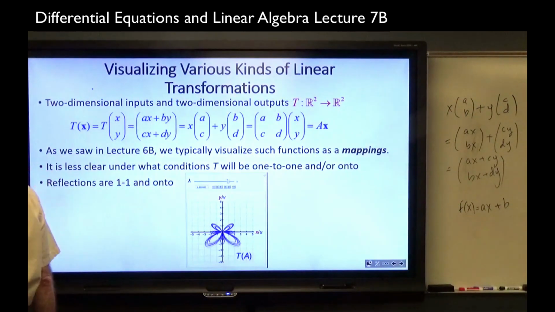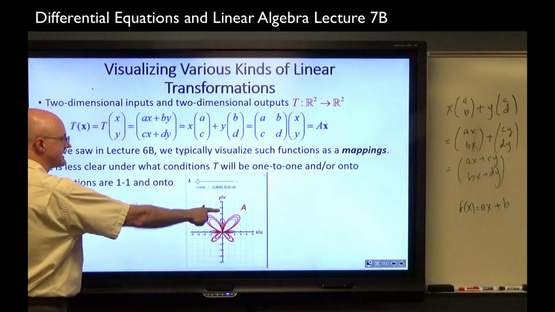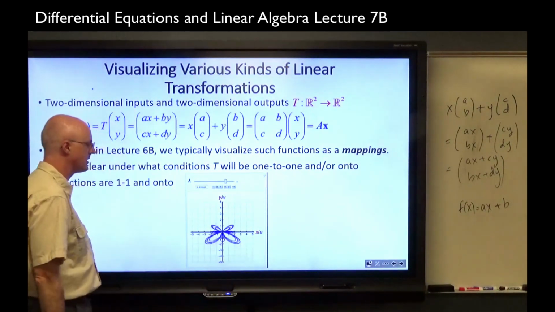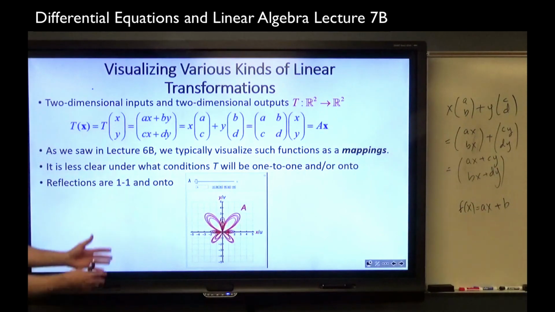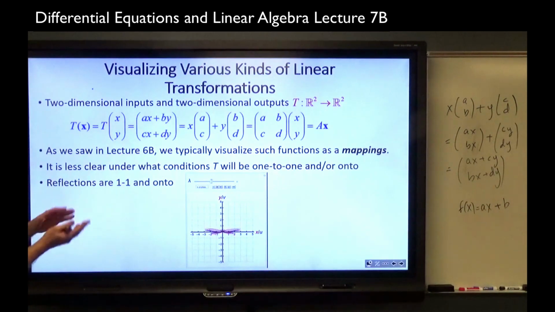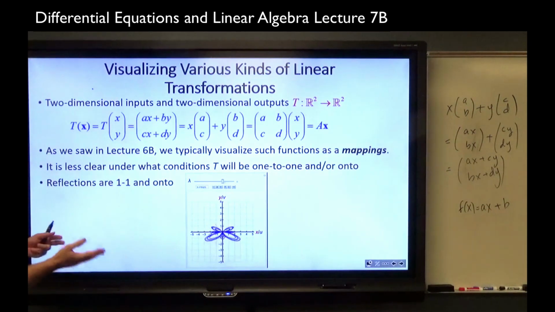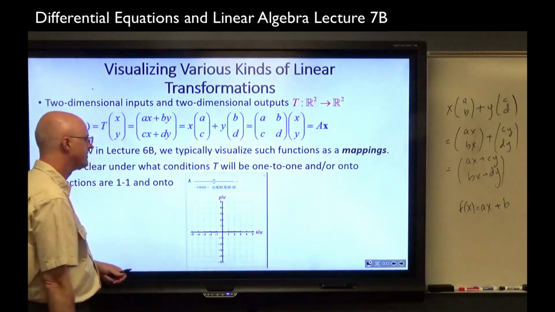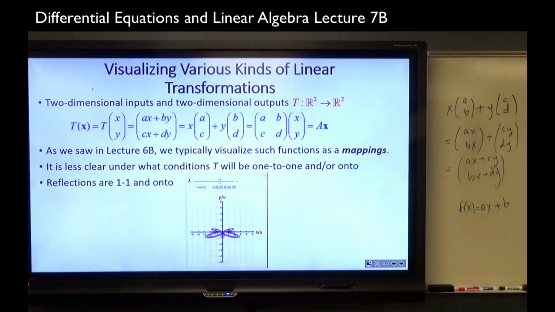Capital A is not a matrix here, it's a set in this picture. So this capital A does not match that capital A. So capital A is this butterfly curve. T of A in blue is its image under the reflection across the horizontal axis. I'm labeling the axes differently. The input space is XY, the output space is UV, but they're both rectangular coordinate systems. Effectively, it is the same plane. I'm just labeling the axes differently.